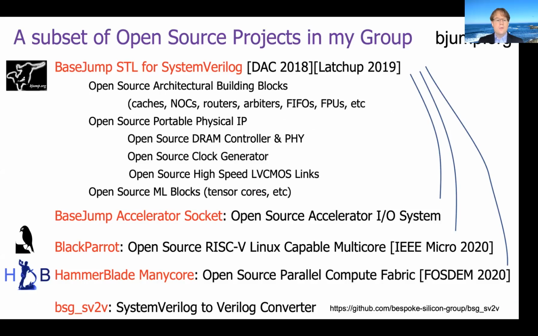We also have a collection of open source portable physical IP, including an open source DRAM controller and PHY, an open source clock generator, and open source high-speed links, for example, for going to an FPGA. These components are really some of the stumbling blocks in building a high-performance ASIC prototype. We've been developing this in the group, and other people have been using them in their prototypes. We've also been working on some open source machine learning blocks like tensor cores.